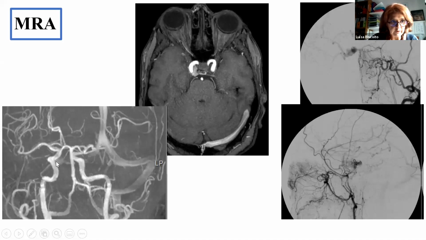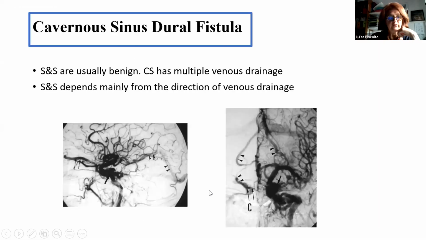So we see here the cavernous sinus, that is this, and then we see also the lateral sinus. It means that this dural fistula is draining also to the deep venous system, and then to the straight sinus, and finally lateral sinus. And we confirm this here on the angiography. We see this is a dural fistula that drains to the cortical veins, and also to the deep venous, and then straight sinus, and then to the lateral sinus.